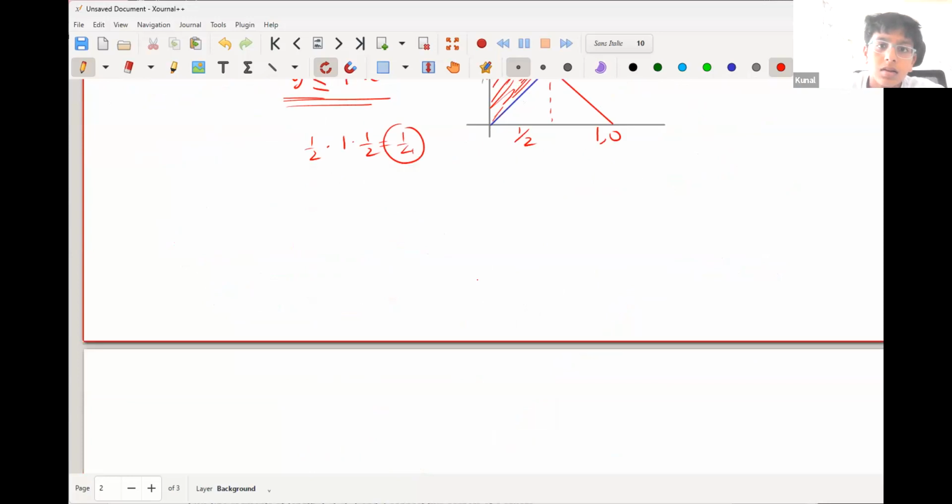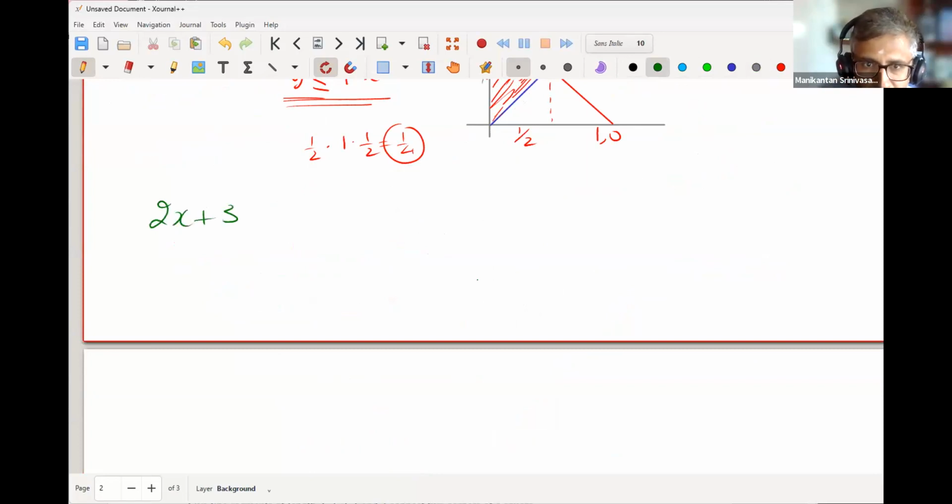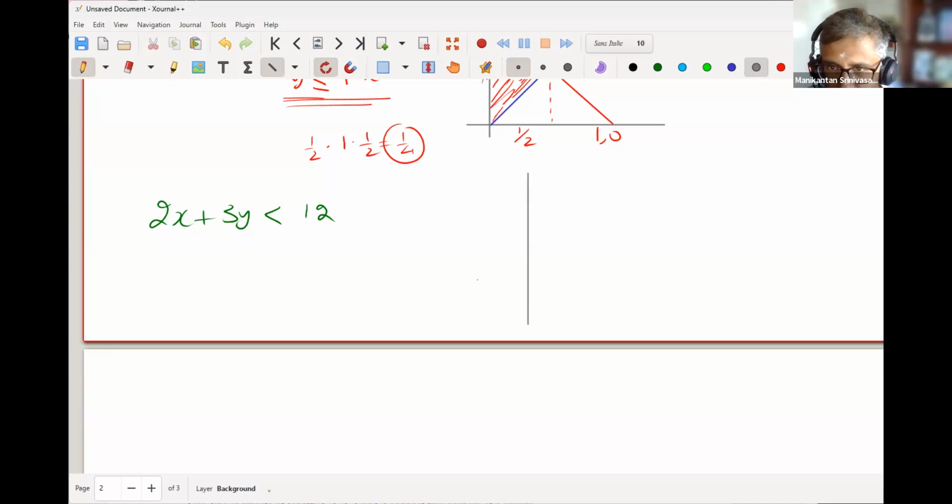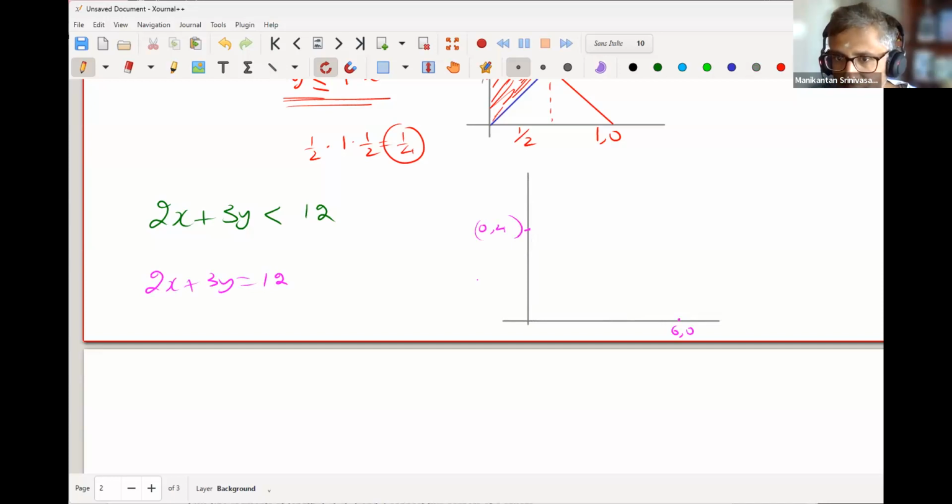Okay, so I'll just draw. Forget everything else. Suppose I'll just take another problem. So let's say 2x plus 3y is less than, I don't know, 12, let's say. Okay, so how will we plot this? First, I'll say 2x plus 3y equal to 12. I'll make a simpler problem by saying 2x plus 3y equal to 12. Which means it passes through 6, 0 here, and then it passes through 0, 4 here. So the line 2x plus 3y equal to 12 will look like this line.